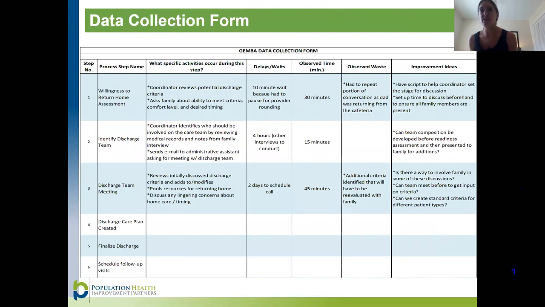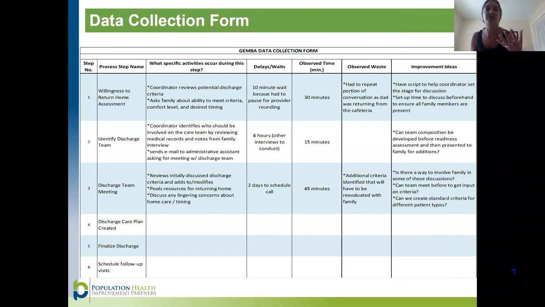So you'll see on the screen here, this is an example that is based on a team that was looking at transitioning from hospital to home. So they decided to observe from the willingness to return home assessment to when the follow-up visit was scheduled. And so you can see for that assessment process step, they made some notes about what happens.